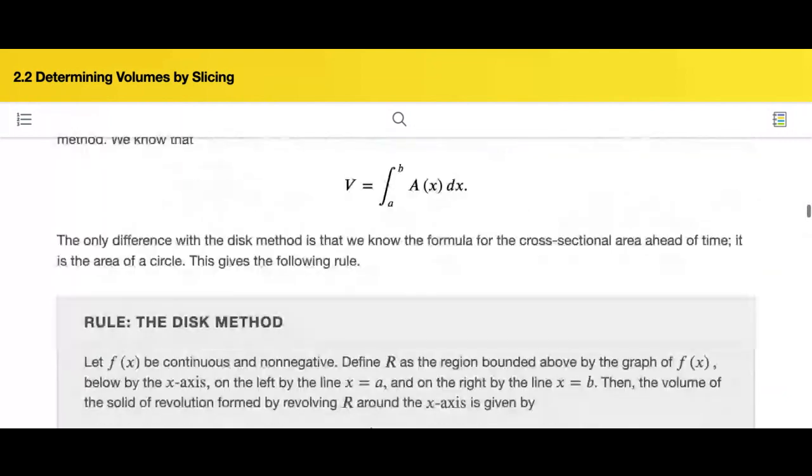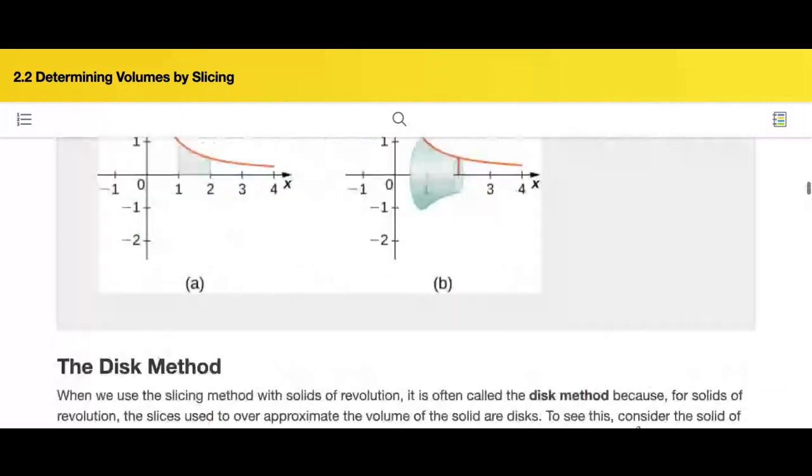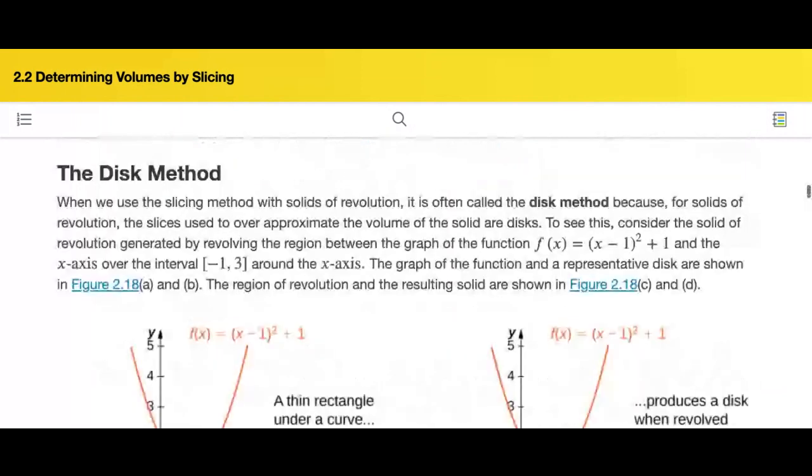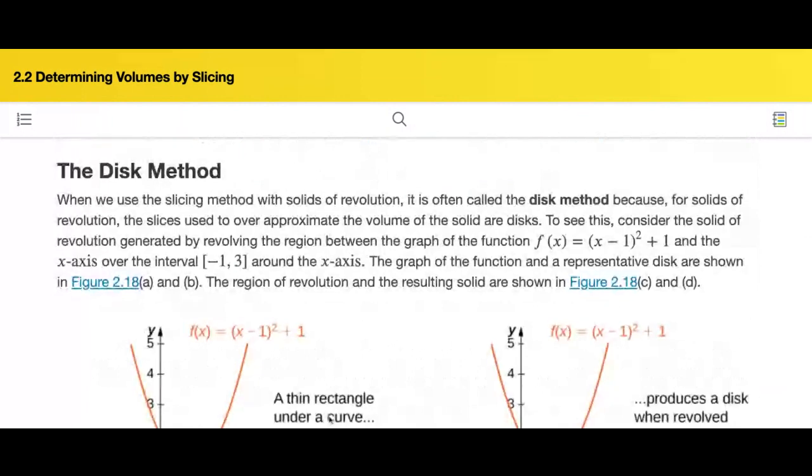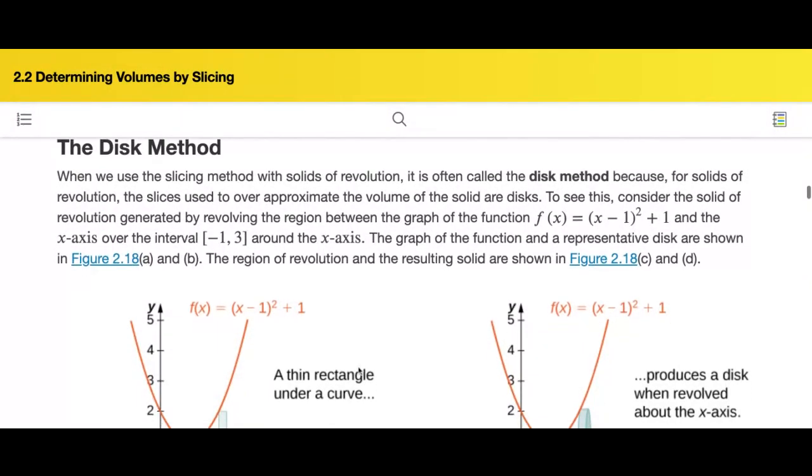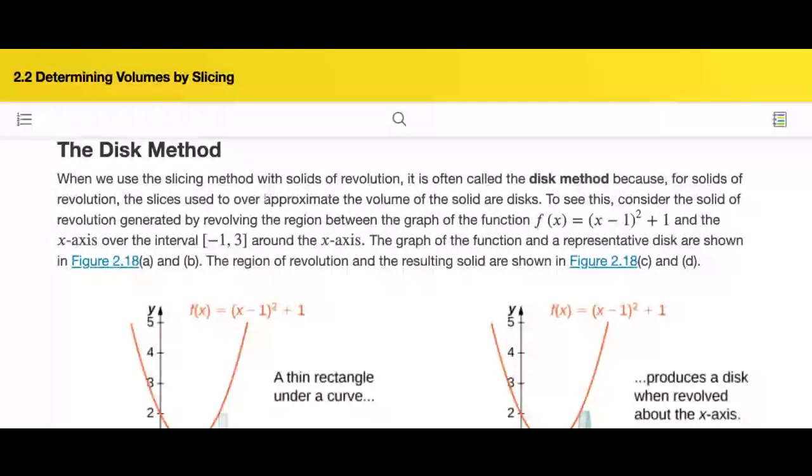Okay, not yet. So now let's introduce the disk method. This is another method of finding the volume. Okay, let's see this one. When we use the slicing method with solids of revolution, it's often called the disk method because for solids of revolution, the slices are used to approximate the volume of a solid with disks.